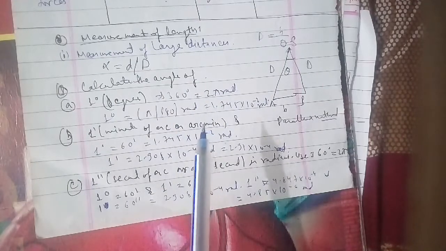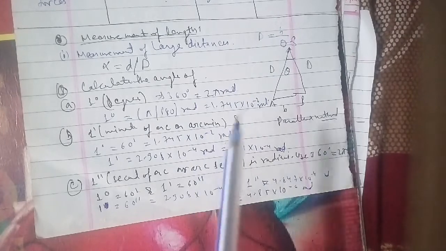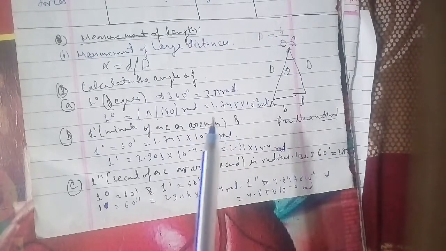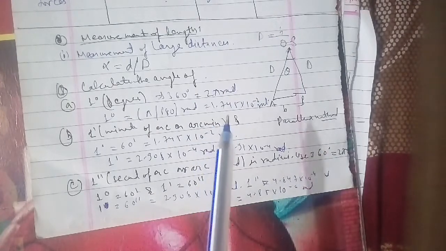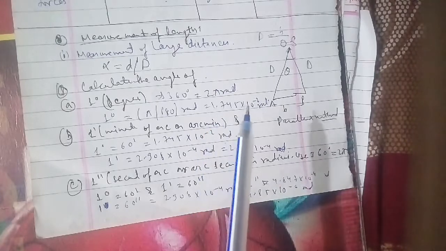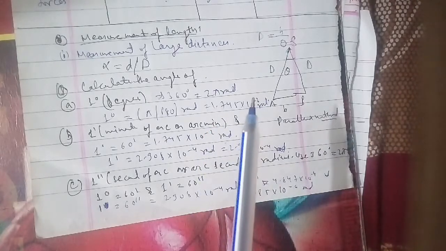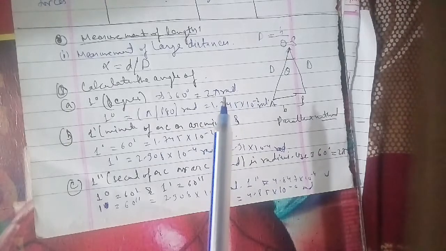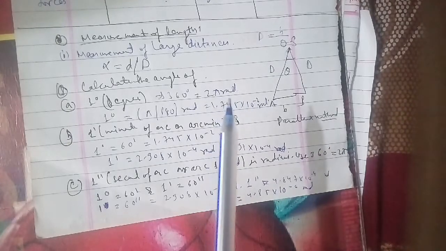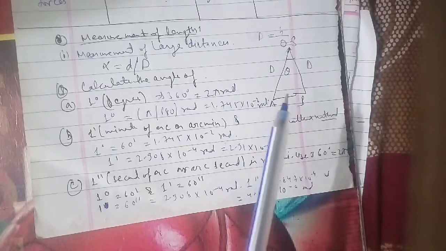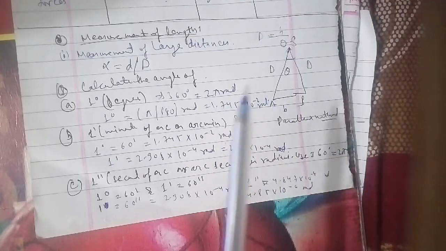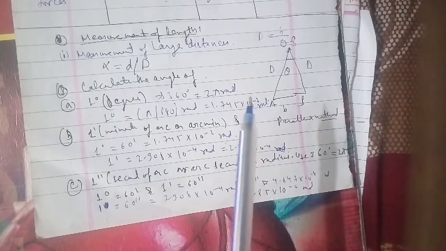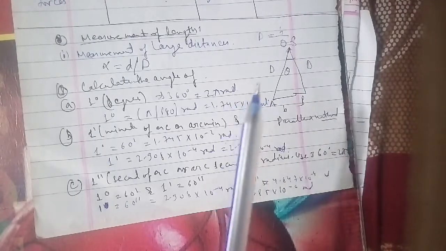In unit 4 we have to cover the motion in a plane, which has the introduction, scalar and vector, multiplication of a vector by a real number, addition and subtraction of vectors, graphical method, resolution of vectors, then vector addition, analytical method, motion in a plane with constant acceleration, relative velocity in two dimensions, projectile motion, uniform circular motion.